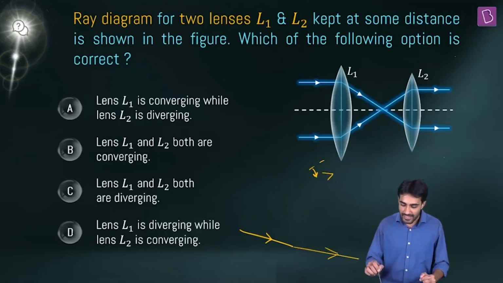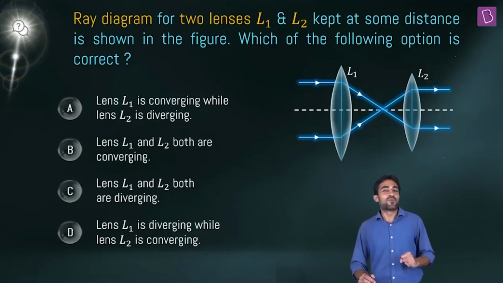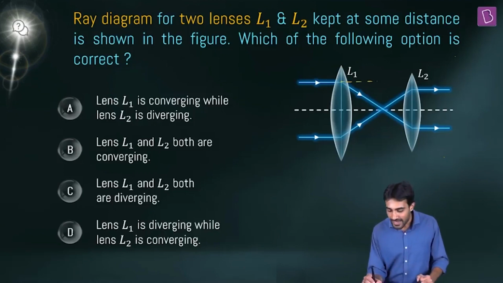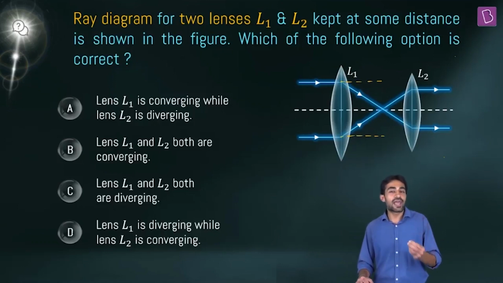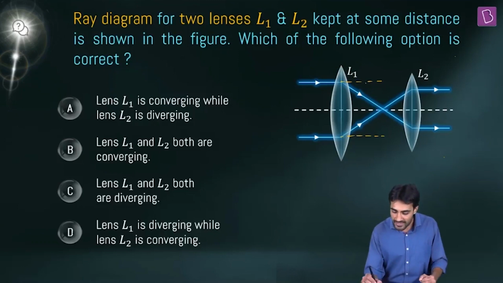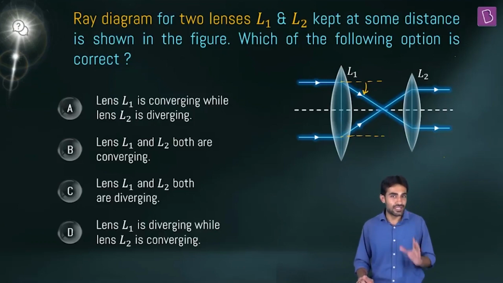Now let's look at lens L1. So is this lens converging or diverging? Well, it is converging. Why? Because we can see incident light rays were parallel to each other, and now after refraction they are converging. They are bent towards the principal axis. Okay, so lens L1 is converging in nature.